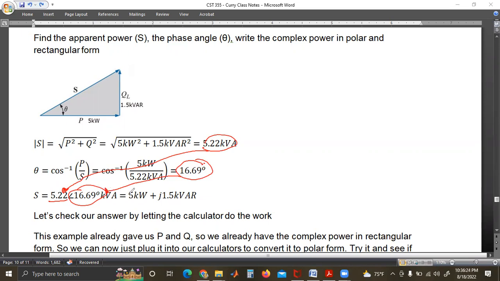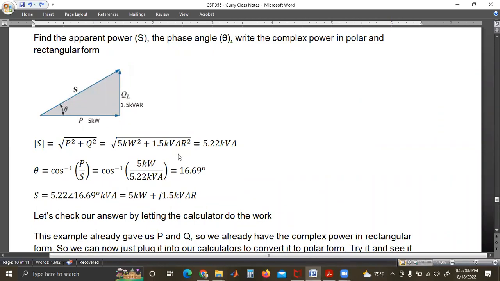All right, so from there, you can simply calculate the rectangular form of the complex power, which is pretty straightforward because I already gave you the real and the reactive power. All you have to do is plug them into this form right here. All right, moving on.